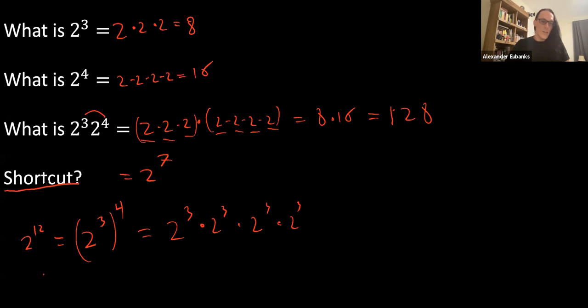But if I just use this shortcut again, I could just group, right? That would be 2 to the 3 plus 3, so 2 to the 6th. And then again, 2 to the 3 plus 3, 2 to the 6th. And then I use the shortcut again, 2 to the 12th. So just being very comfortable with rules like this. Okay.